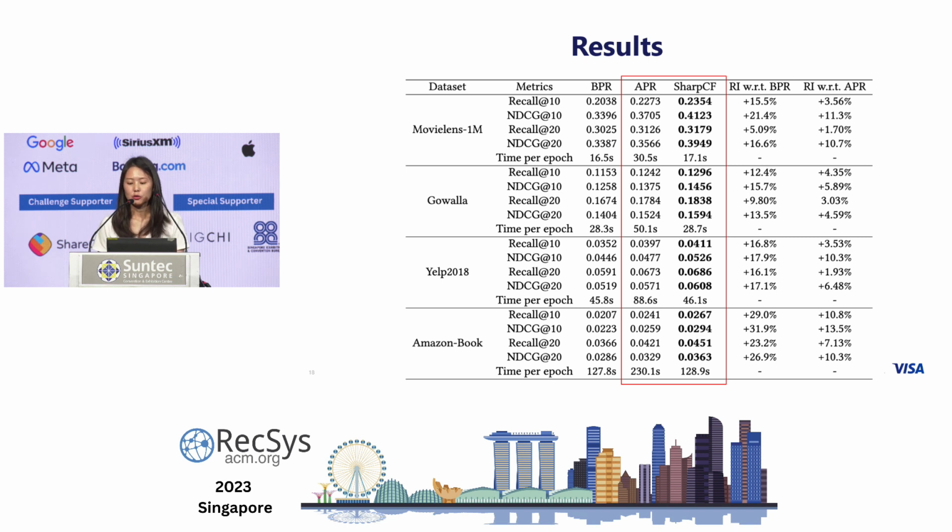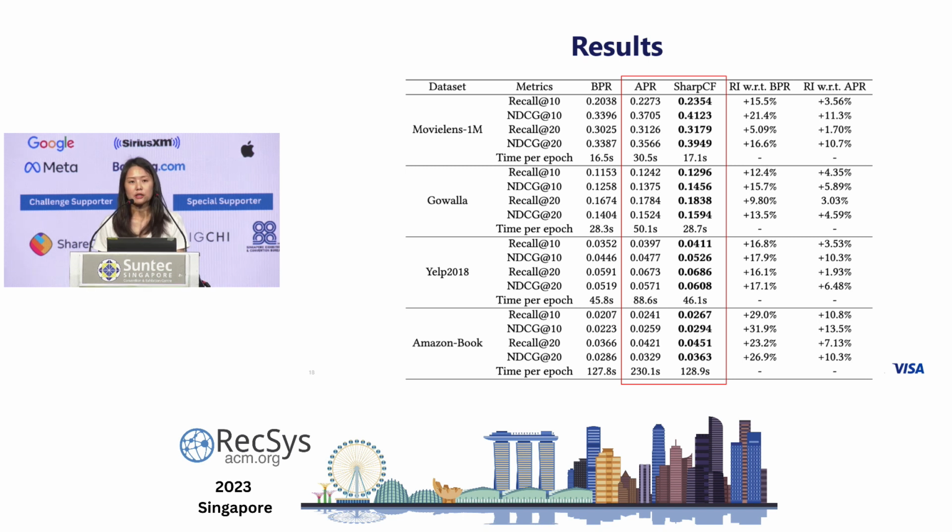So this slide shows the results for the data sets on 5 metrics and 3 methods. The 5 metrics are commonly used metrics too, and they are recall at 10, NDCG at 10, recall at 20, NDCG at 20, and also we measure time per epoch to gather results on the time complexity. So mainly there are 2 observations from this slide.